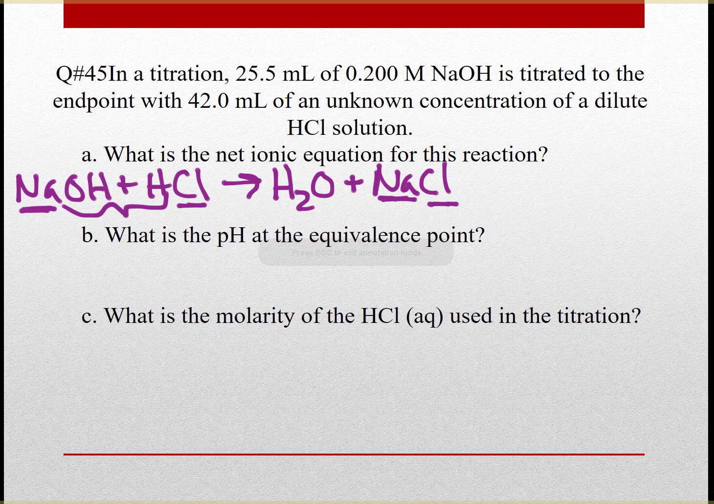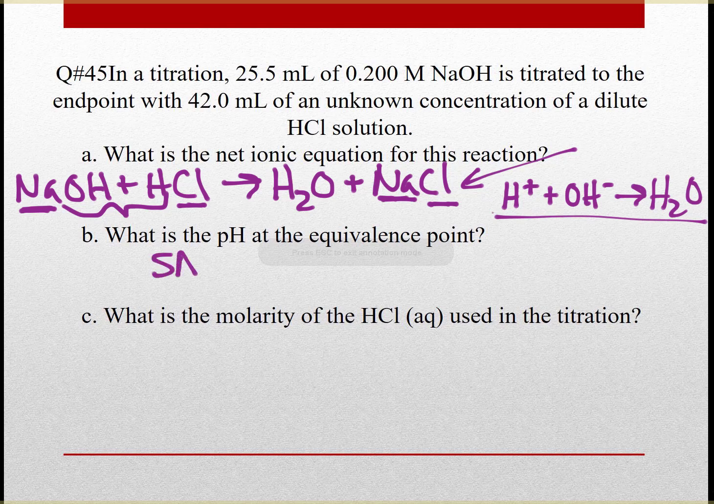Now it's asking for the net ionic equation. This is a strong acid and a strong base, and anytime you have a strong acid and a strong base, you will always get the following reaction. So I don't need to do this step; I can just write it like that. Again, a strong acid plus a strong base will always be this water equation. What is the pH at the equivalence point? Because I have a strong acid and strong base, my pH at the equivalence point will always be 7. There's no math involved, it's just a memorization question.